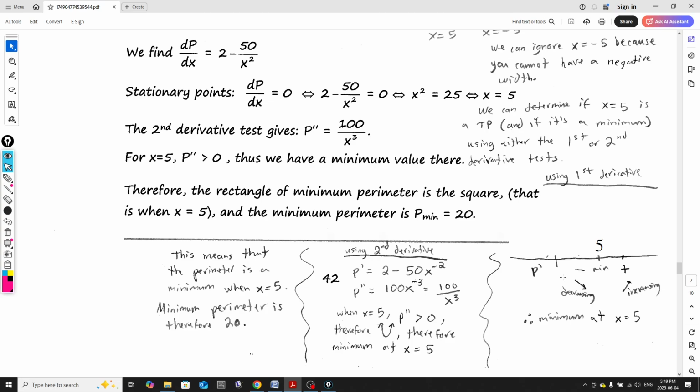Now you just have to figure out, at x equals 5, is my graph concave up or concave down? When x is equal to 5, 5 to the power of 3 is 125, so 100 over 125 is positive. So p double prime is positive, and we know that when it's positive, your parabola is facing up. Because it's facing up, that means you've got a minimum at x equals 5.